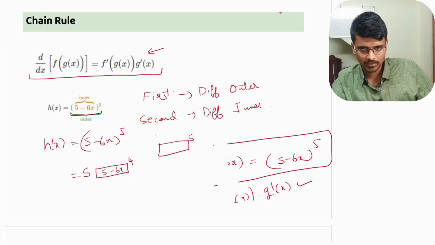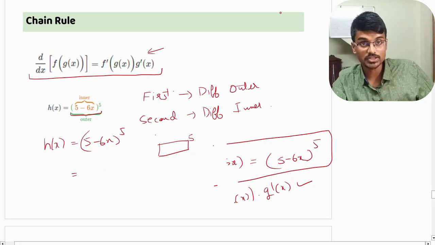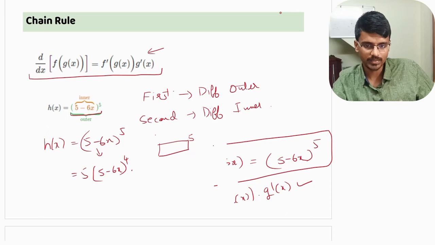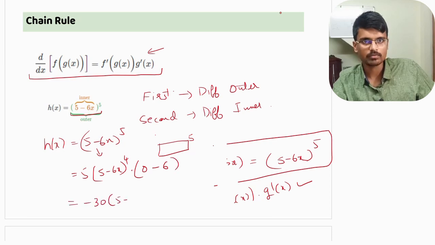Okay, so I'll just rewrite this. The differentiation of x power 5 is 5 x power 4, right? Whatever is inside, you just copy this, 5 minus 6x. Now we will differentiate the inner part, that is 5 minus 6x. Differentiation of 5 is 0, differentiation of 6x is minus 6. So this is the answer, minus 30 (5 minus 6x)^4.